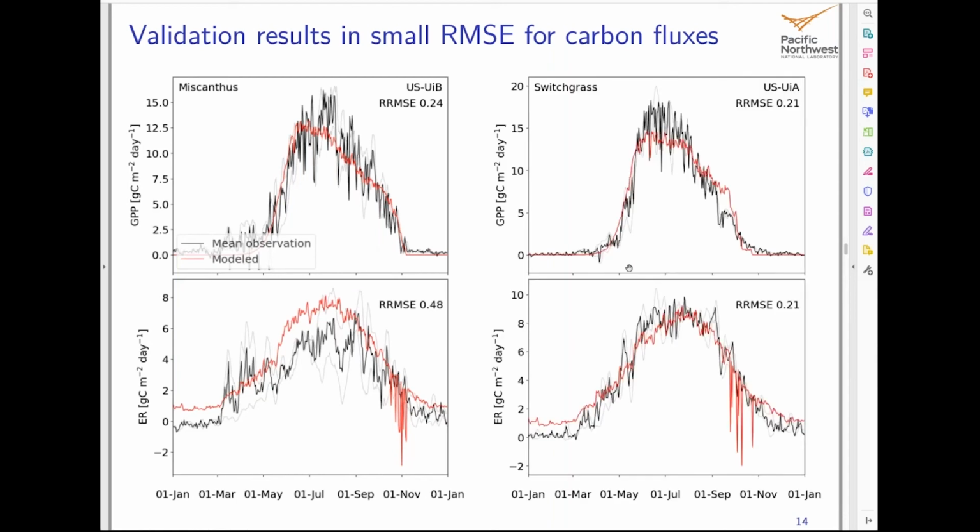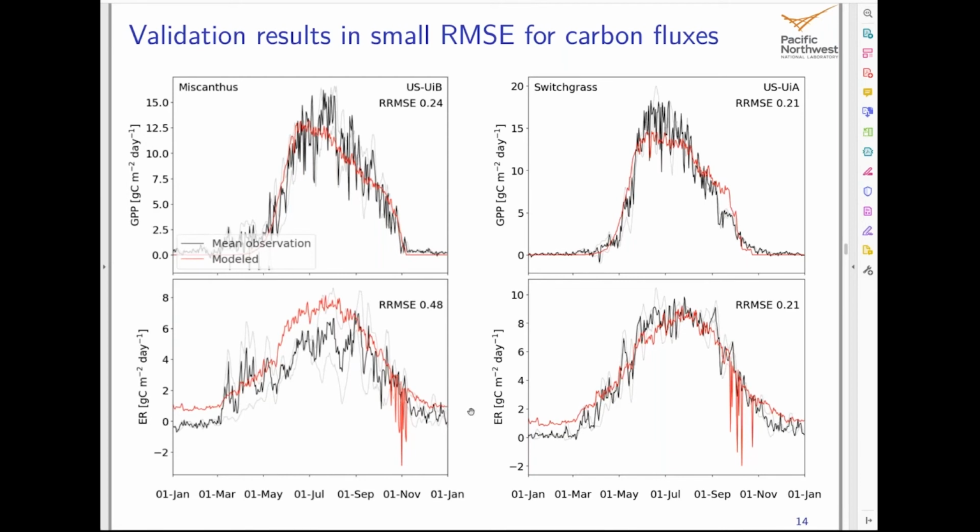When we look at the switchgrass, the results again are quite reasonable and much better for ecosystem respiration. And one thing to highlight here is that there is, of course, annual variation as well, and it's highly likely that the ER values during the validation year for miscanthus were slightly different than what was used for calibration, which could have resulted in lower validation for this flux.